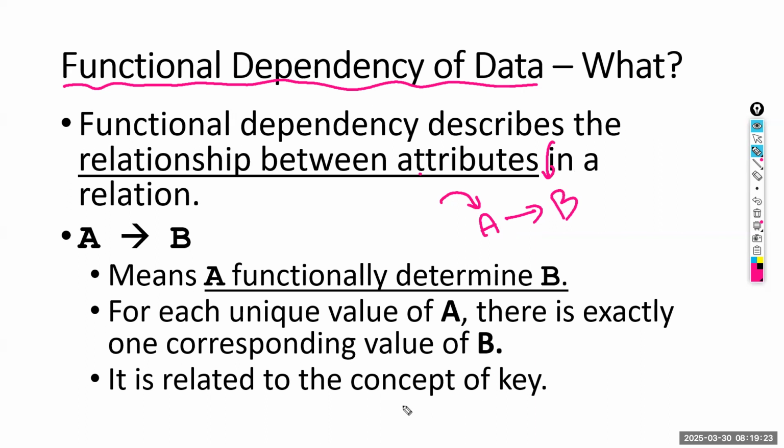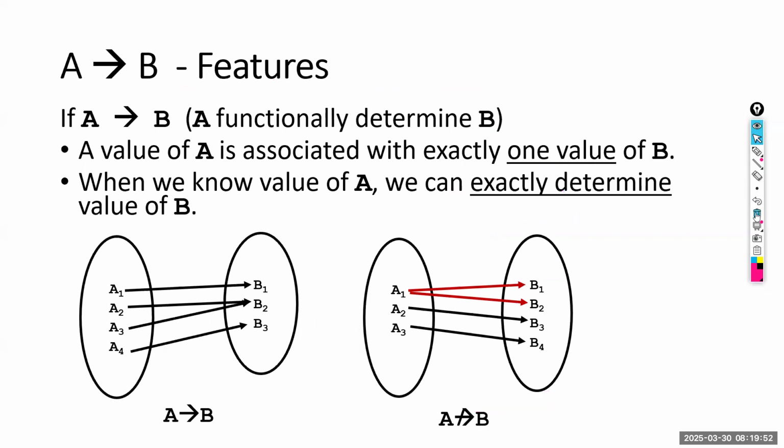And also this is related to the concept of key. Atomicity has nothing to do with the key. Right? For example, date of birth is atomic field, but date of birth may not be the right key, right? Because different records may have the same date of birth. So let's look at it a little bit more detail.